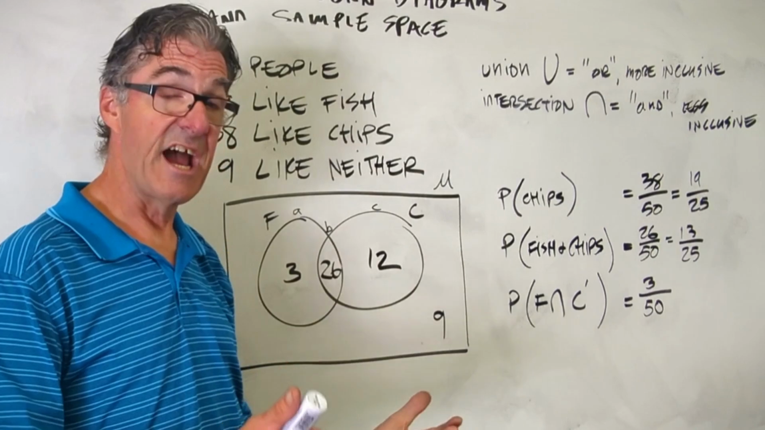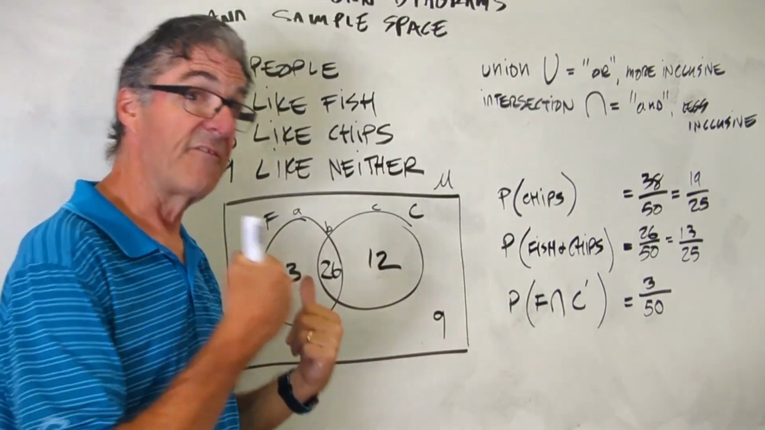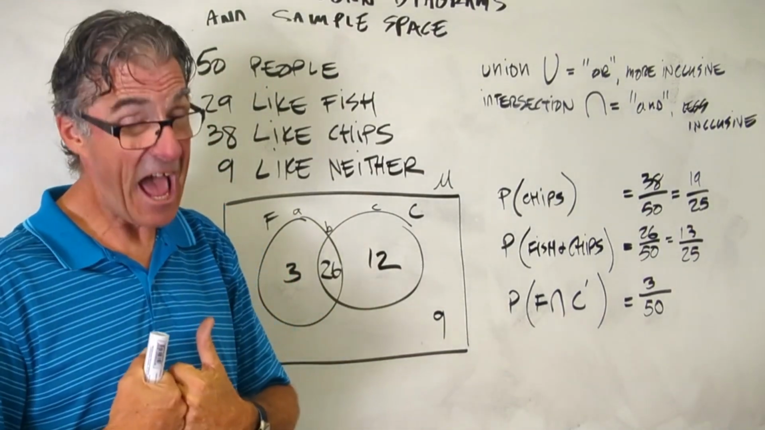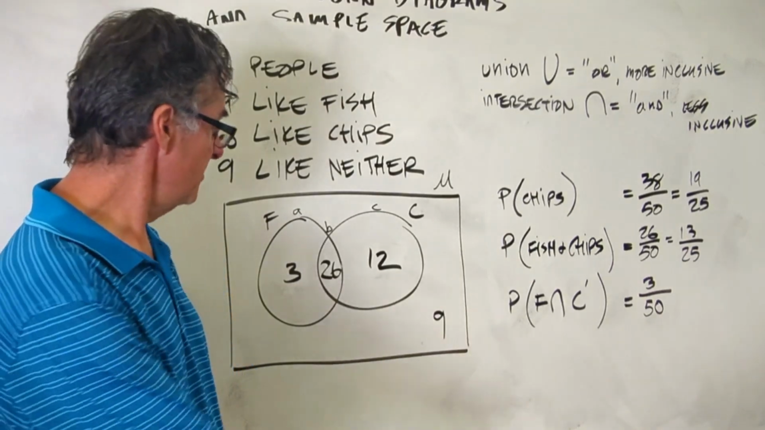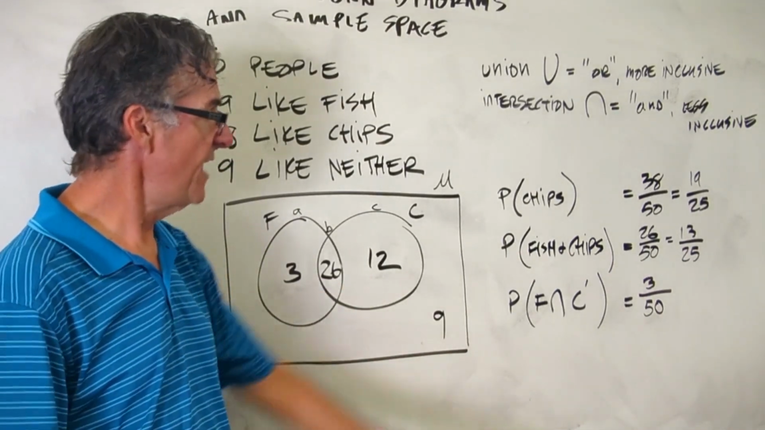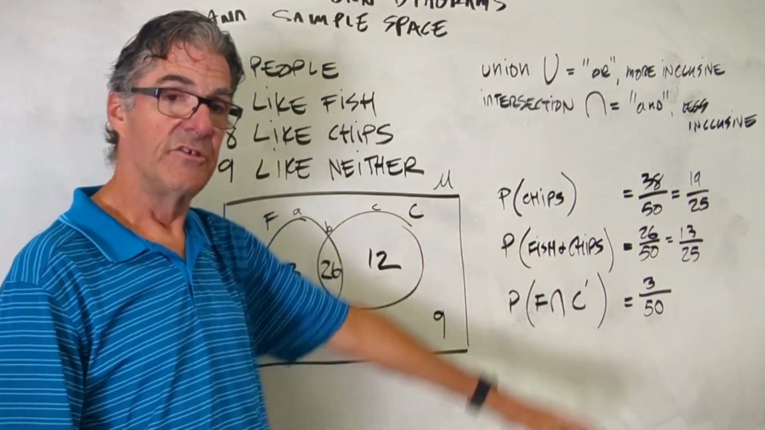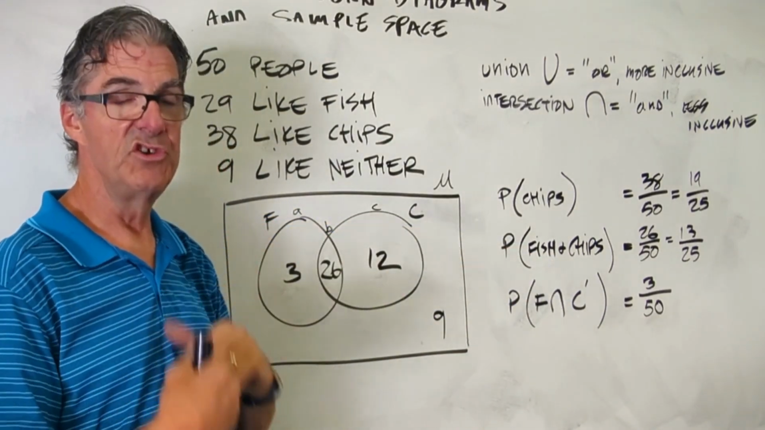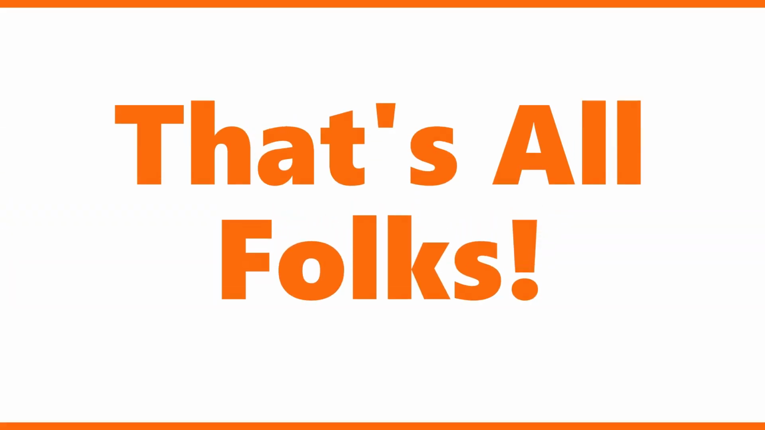Now, intersection with the N, the upside down U, means and it's less inclusive. In order for it to count, the intersection of people who like fish and chips, they have to like both. And so in this case, that would just be the 26 out of 50. And that would be this question that we answered there. So just pay attention to the difference between your unions and your intersections.